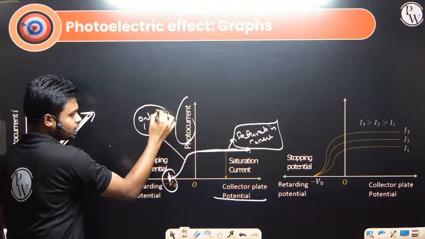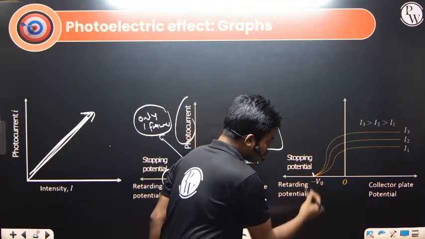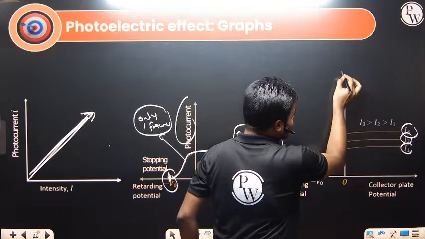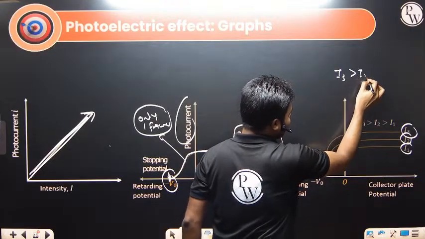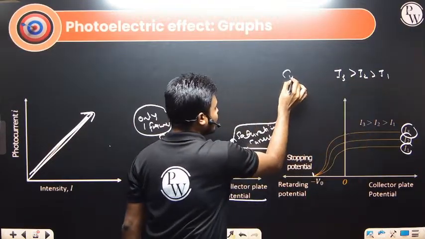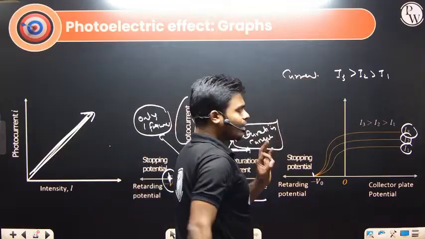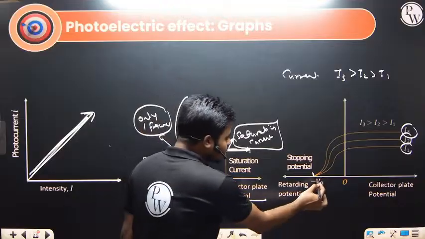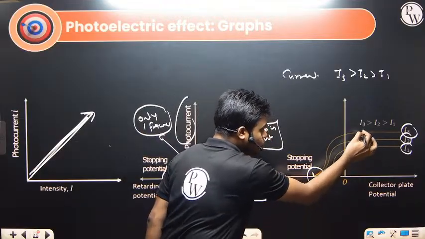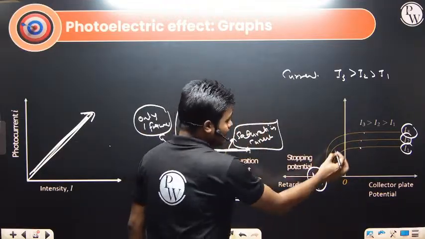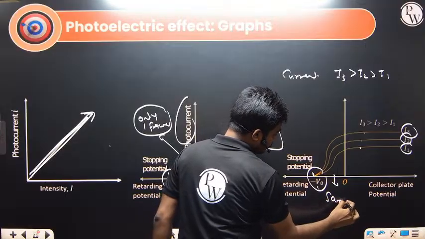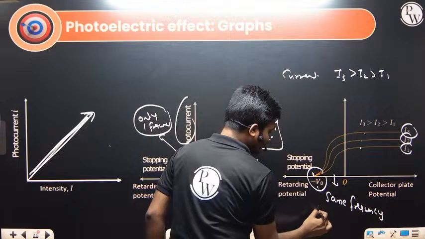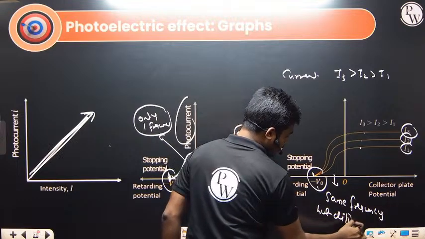Now if we talk about this, we can check there are three intensities, I1, I2 and I3. For the current values, I3 is greater than I2 is greater than I1. So from here, this particular graph is plotted for different intensities but the same frequency, because the stopping potential for these is the same, that is V0. So this graph is for the same frequency but different intensities.